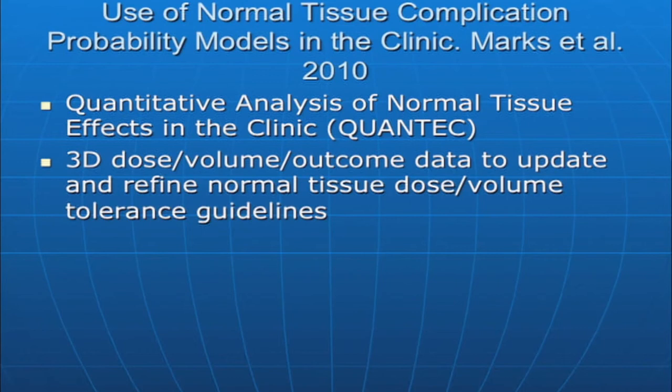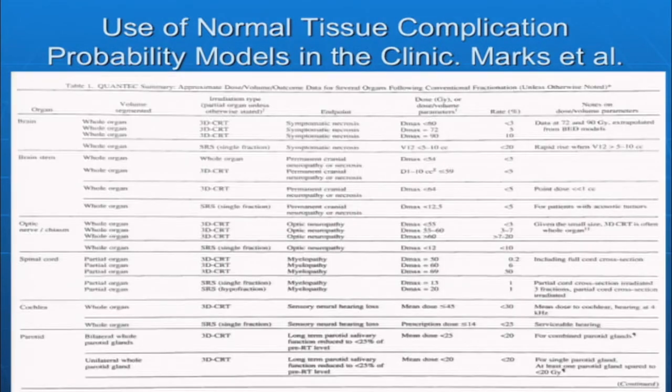So to update the Emami tables, in 2010, Dr. Marks and another group of radiation oncologists developed the QUANTEC tables, which stands for the Quantitative Analysis of Normal Tissue Effects in the Clinic. This looked at the 3D dose volume outcome data to update and refine the normal tissue dose volume tolerance guidelines, basically updating those Emami guidelines from 1991.